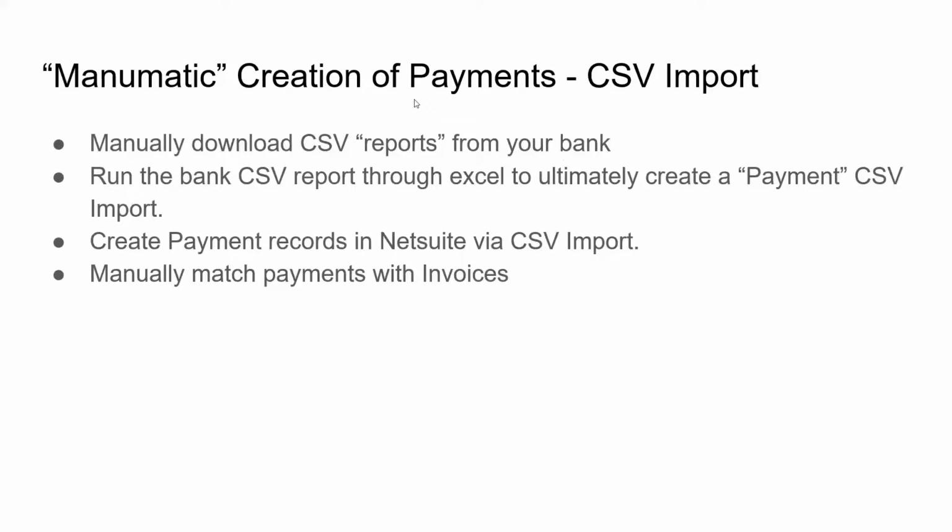Per Peggy's point, a manumatic way you could do it is to download CSV reports from your bank of all the receivables, run it through Excel to ultimately create a CSV that you could then import to create customer payment records. And, again, I've not done this, but if in that CSV report from your bank you're seeing Lockbox details like invoices, you could probably from time to time match the payment record with invoices during your import. This is not a process I'd ever hope to go through. Again, Celigo just does this.